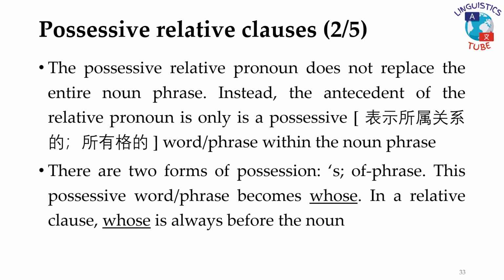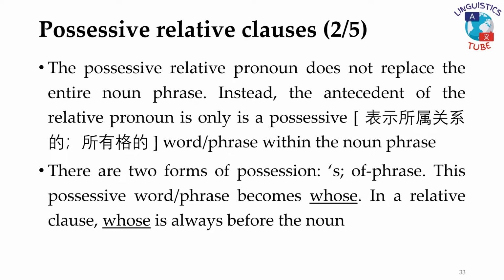As you can see from the two examples on the previous screen, there are two ways to express possession in English: apostrophe s and a phrase beginning with of. To convert these into possessive relative pronouns, it is this possessive word or phrase that becomes the possessive relative pronoun. When it is apostrophe s, for example, the girl's, the word containing it becomes the possessive relative pronoun. And when it is the of phrase, for example, of the house, the entire phrase becomes the relative pronoun.